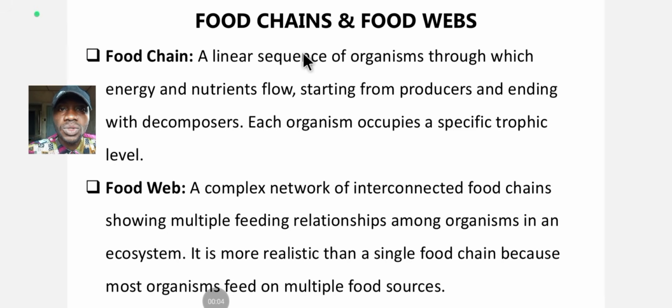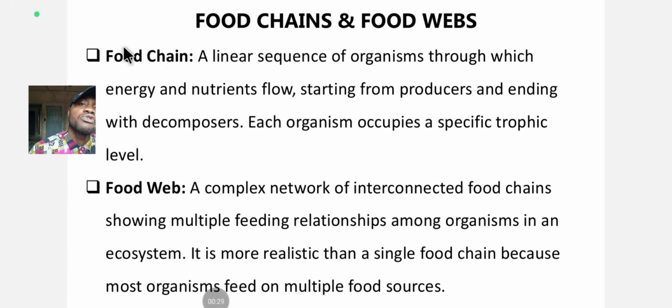JAMB candidates, welcome to today's lesson, and today we are looking at food chains and food web. This is one of the commonly repeated topics by JAMB in JAMB UTME, so please lend me your ear, make your notes as we go. First of all, we have to understand the concepts and understand an example of both food chain and food web.